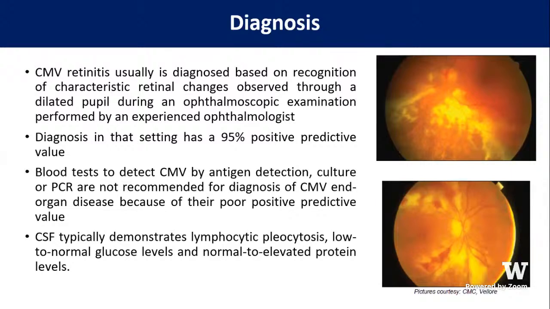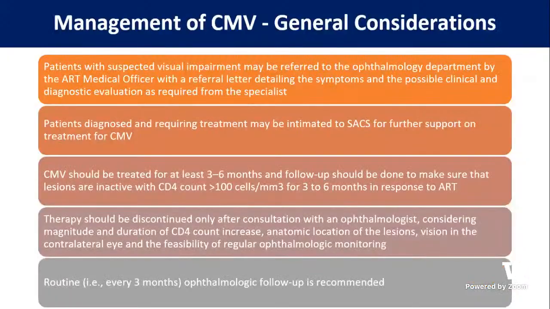You can do a blood test to detect CMV antigen in the blood or culture or PCR, but again, these are very poorly predictive. And somebody who has a low CD4 count, is HIV positive and has loss of vision and has such a fundus picture, it is most likely to be CMV retinitis. You don't need to do any further tests. If you do a CSF, it may show some pleocytosis, usually lymphocyte predominant. Next slide. But it is a medical emergency.